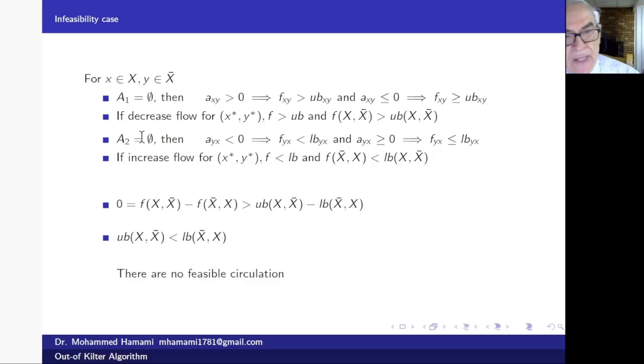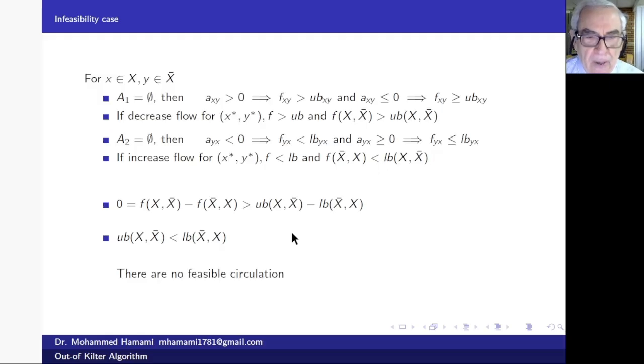Now, how about the set A2? The set A2 also is empty. Then same thing here, just the opposite. a_xy positive, a_yx negative implies f of yx strictly less than the lower bound of yx. And a of yx greater than or equal to 0 implies f of yx less than or equal to the lower bound. And in this case, if we are increasing the flow from x star to y star, then the flow becomes strictly less than the lower bound. And here too, the sum of the flows from x bar to x is less than or equal to the sum of the lower bounds. And if it's an increase, then this inequality becomes a strict inequality.